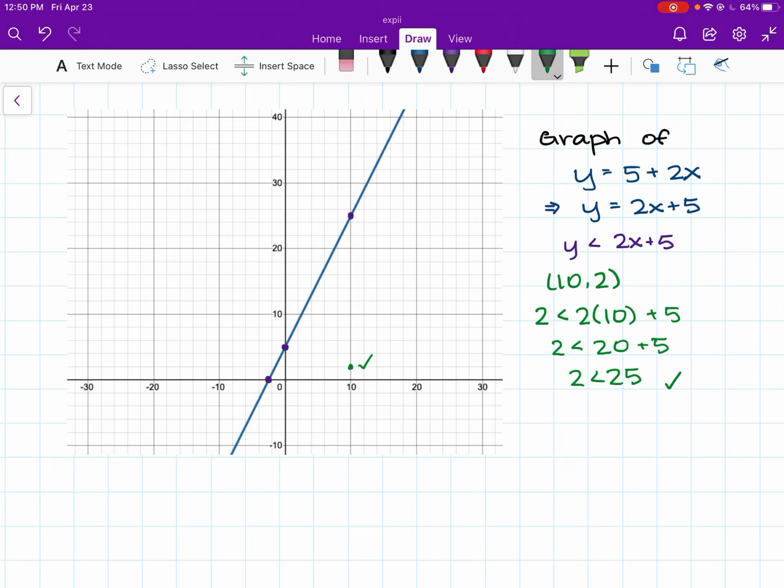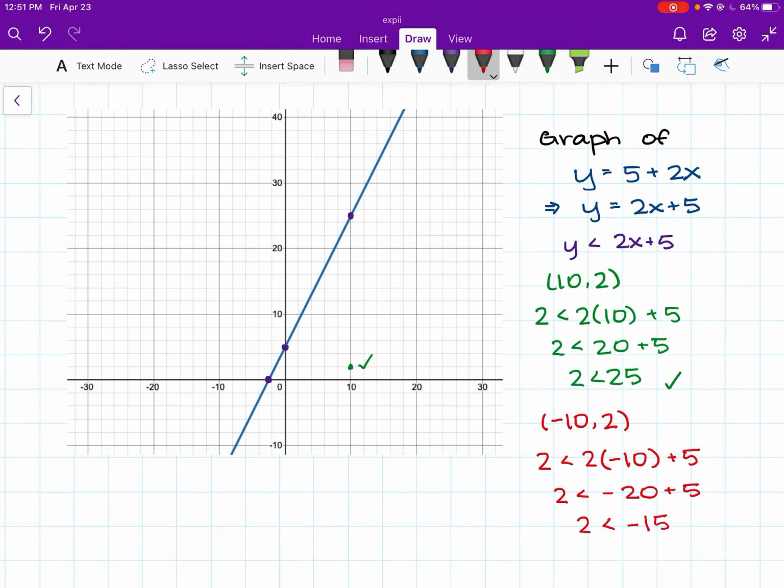We're going to do this next point in red. So let's test the point (-10, 2). We're going to do the same thing we did before. We're going to plug it into our inequality, y is less than 2x plus 5. And so we're going to say 2 is less than 2 times -10, watch your negative signs, plus 5. So 2 is less than -20 plus 5. 2 is less than -15.